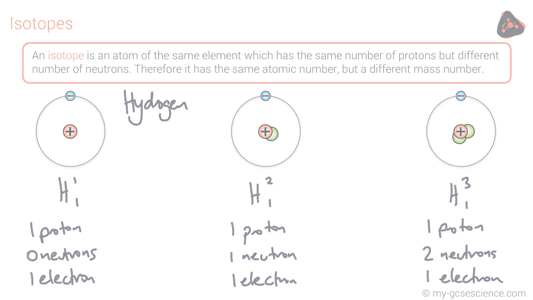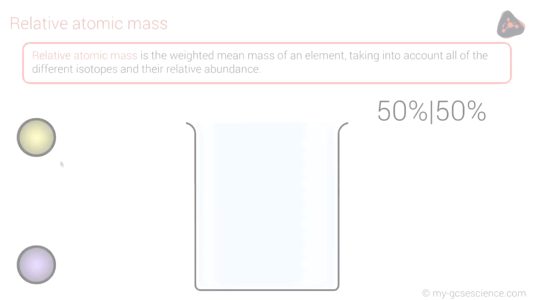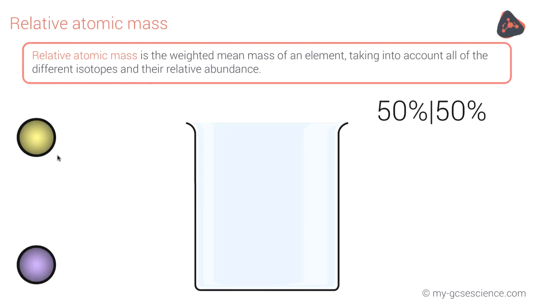The relative atomic mass is a measure that takes into account the mass numbers of all of the different isotopes of that element in the world, by taking into account the relative proportions of each of the isotopes of the element, which we call their relative abundance. Let's look at an example. If in this case we had a yellow atom and a purple atom, each of them isotopes of each other, the yellow has a mass of 10, and the purple has a mass of 20.